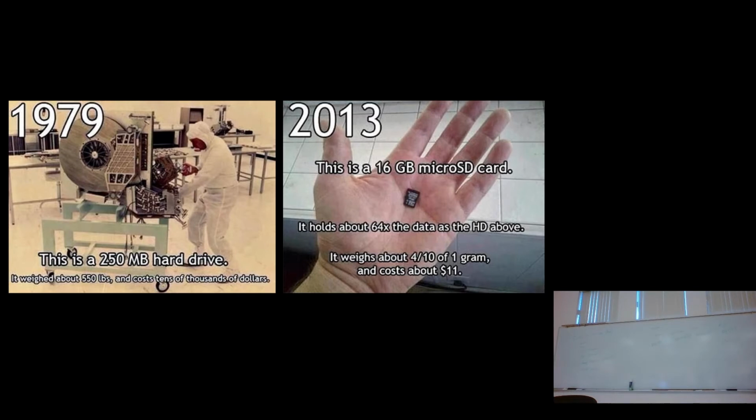This is 2013, a few years ago, 16 gigabytes on a tiny little piece of plastic like this. And if it gets damaged, no big deal. You can buy a new one, right? Because it's so cheap. We're talking about 4/10 of a gram, and it costs about $11. For $11, way different, right?